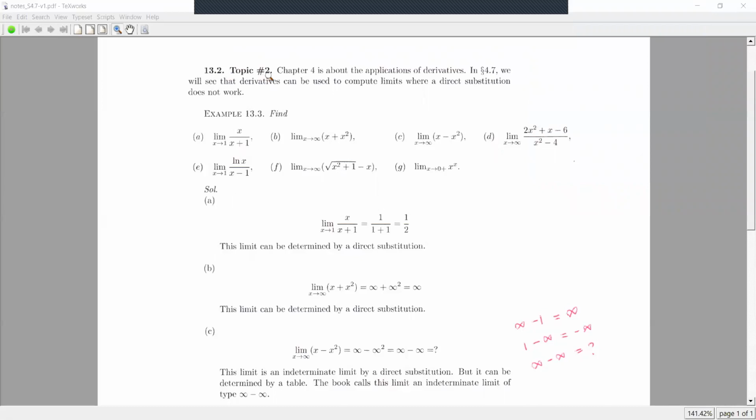Topic number 2. This is a topic in section 4.7. 4.7 is about using derivatives to compute difficult limits. When we compute a limit, usually we use direct substitution. However, direct substitution doesn't always work. When a direct substitution doesn't work, we say that the limit is a difficult limit. Now here we have some examples about difficult limits.